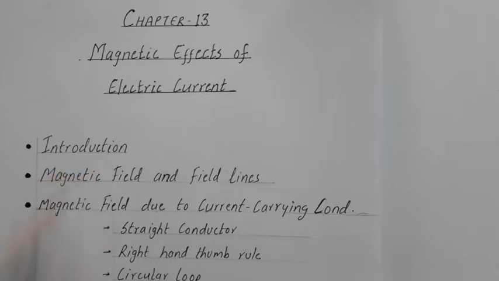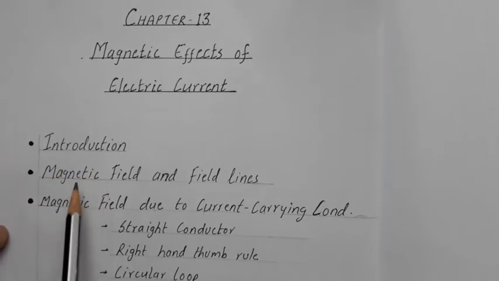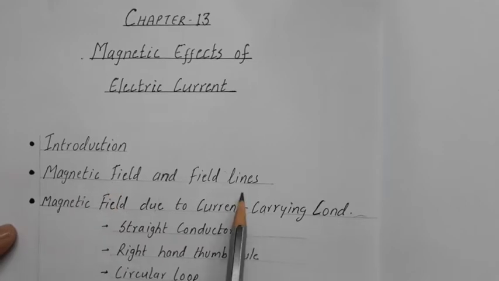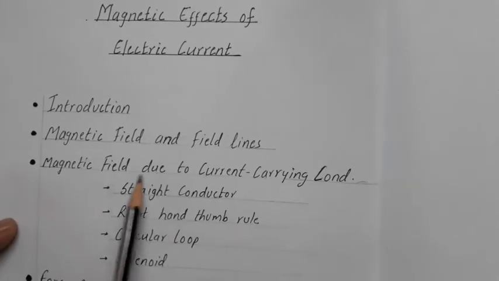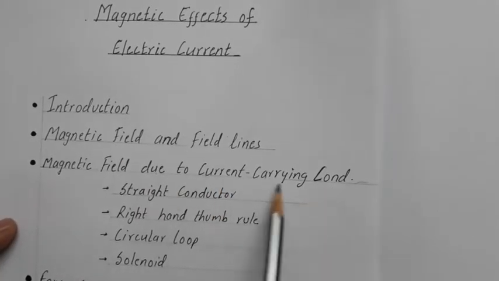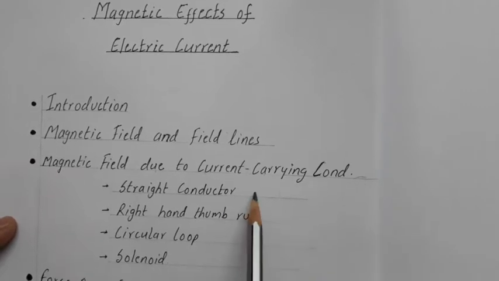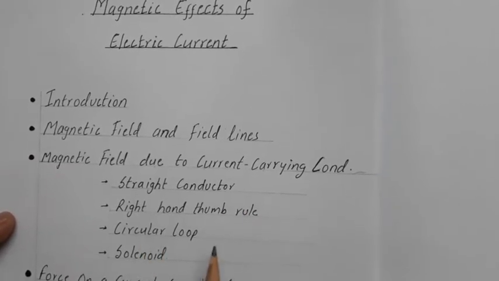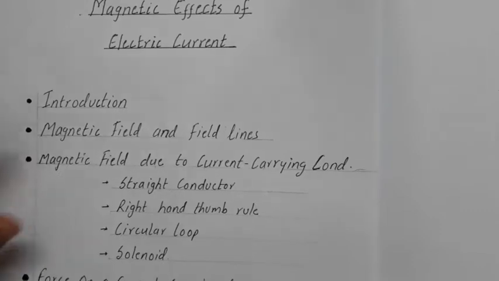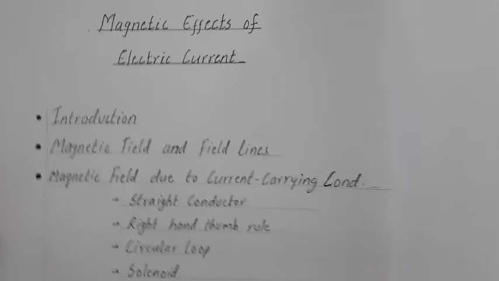So without wasting time, today what all things we are going to cover. I'll give a small introduction of the chapter. Then after that we'll cover magnetic field and field lines. And after that, magnetic field due to a current carrying conductor. Now this current carrying conductor may be a straight conductor, it may be a circular loop, or it may be a solenoid. So these are the points which we are going to cover today.